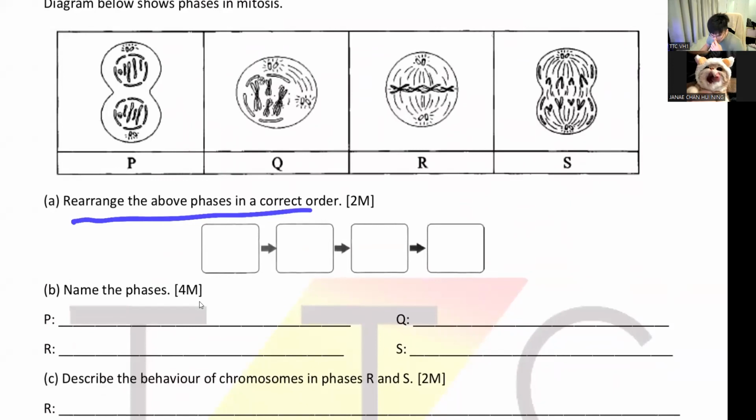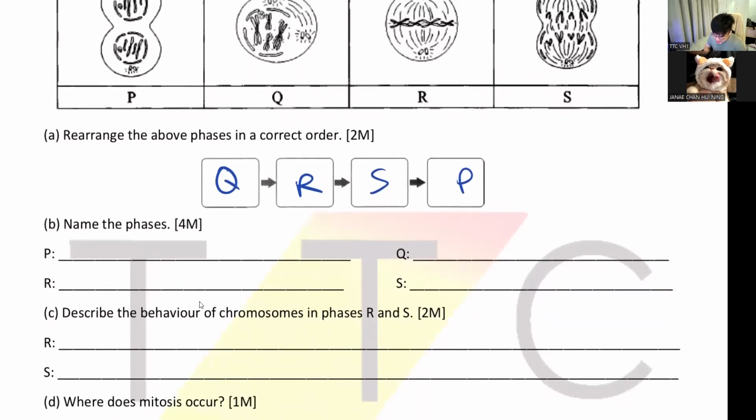Okay, so let's look at number 3. Rearrange the above phases in the correct order. Who do you think is the first one? The chromosomes are chilling, right? Yes, that's your Q. After Q, they start arranging. Yes, R, and then it splits, S, and then P. You see, easy, huh?